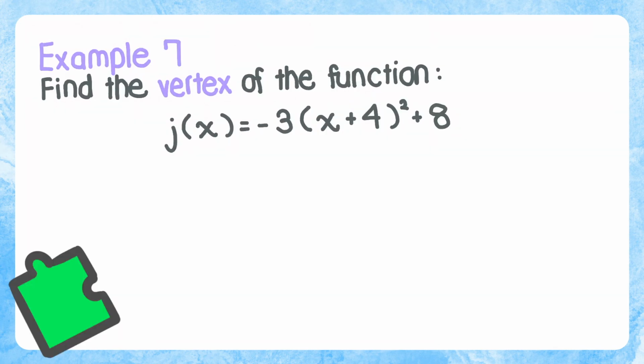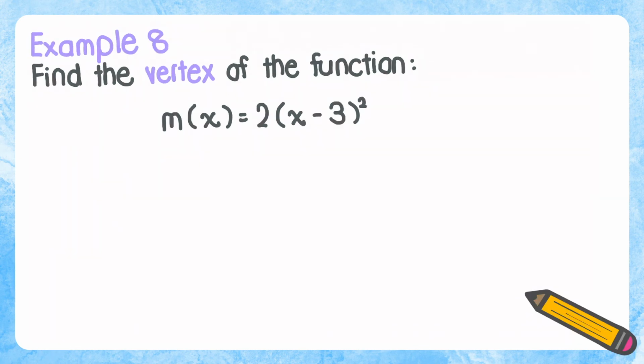On Edpuzzle, please find the vertex of j of x equals negative 3 times x plus 4 quantity squared plus 8.